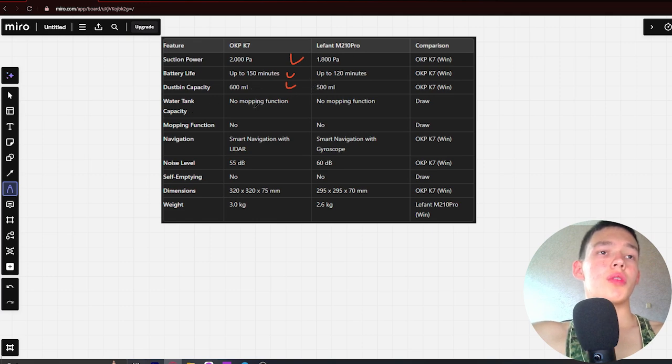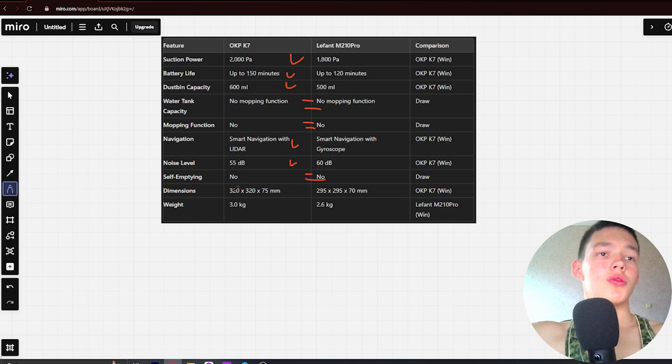Next, water tank capacity: no mapping function, no mapping function, draw. Next, mapping function: no, draw. Next, navigation: smart navigation with lidar and smart navigation with gyroscope with OKP. Next, noise level: 55 decibels and 16 decibels with OKP. Next, self-emptying: no, draw.